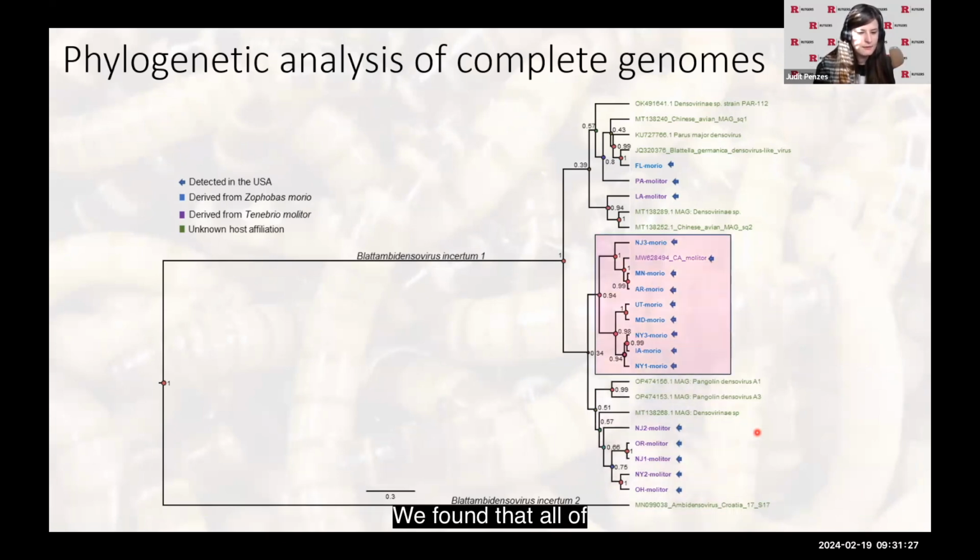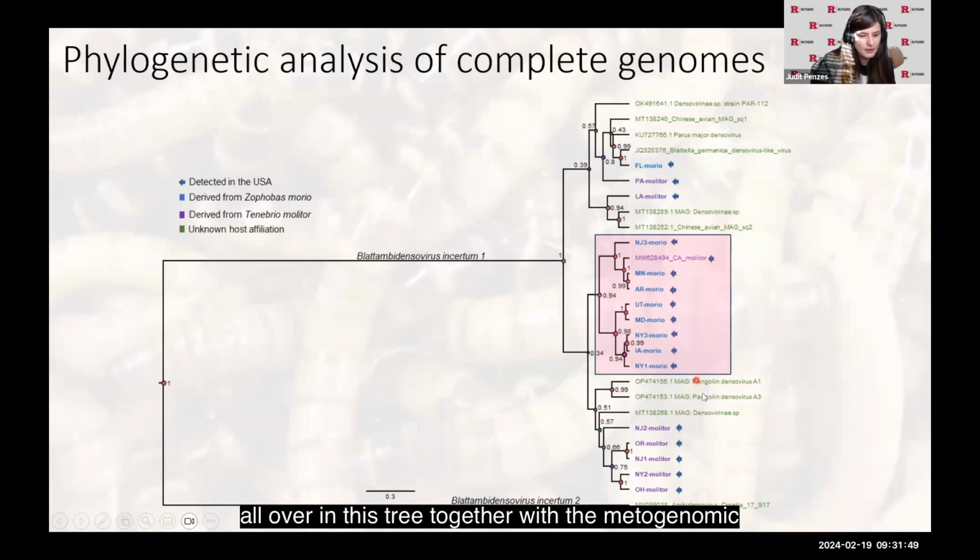And we found that all of our North American virulent superworm strains actually clustered in one monophyletic lineage, pointing towards a single point of origin, whereas all the mealworm genomes clustered all over in this tree together with the metagenomic assembly originated sequences.